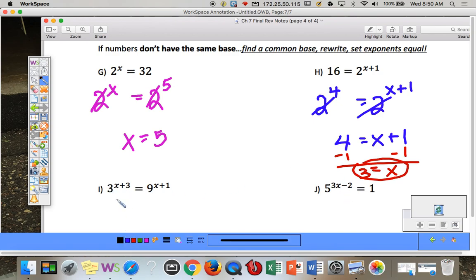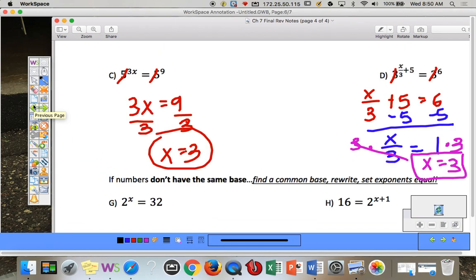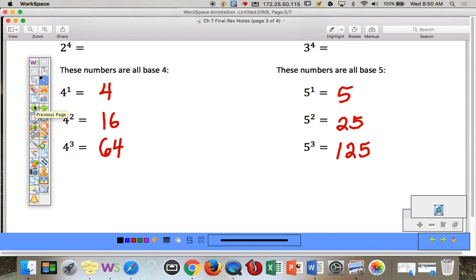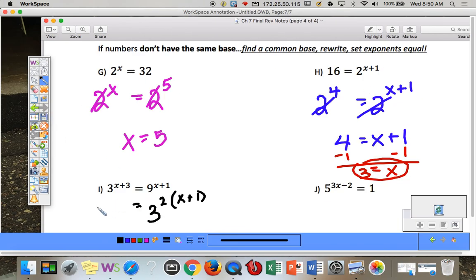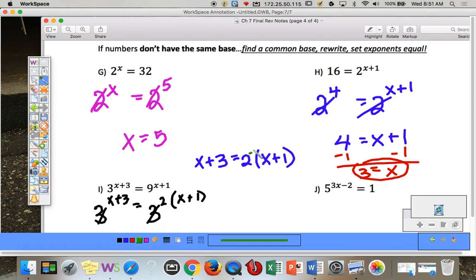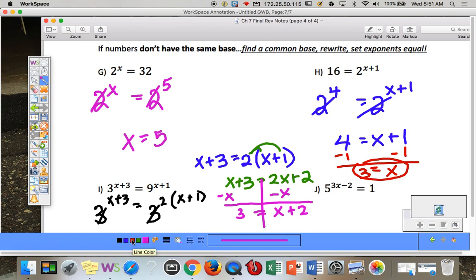The next one, we have 3. This would be a base 3, so this is 3 squared times x plus 1. And I think this is the one that we just did. I'll do it again. So this would be 3 to the x plus 3. Cancel your bases, make an equation. We have x plus 3 equals 2 times x plus 1. And then you solve, so you're going to distribute. So we have x plus 3 equals 2x plus 2. And we'll solve this for x. Minus x from each side. We have 3 equals x plus 2. We'll subtract 2 from each side. We have x equals 1.